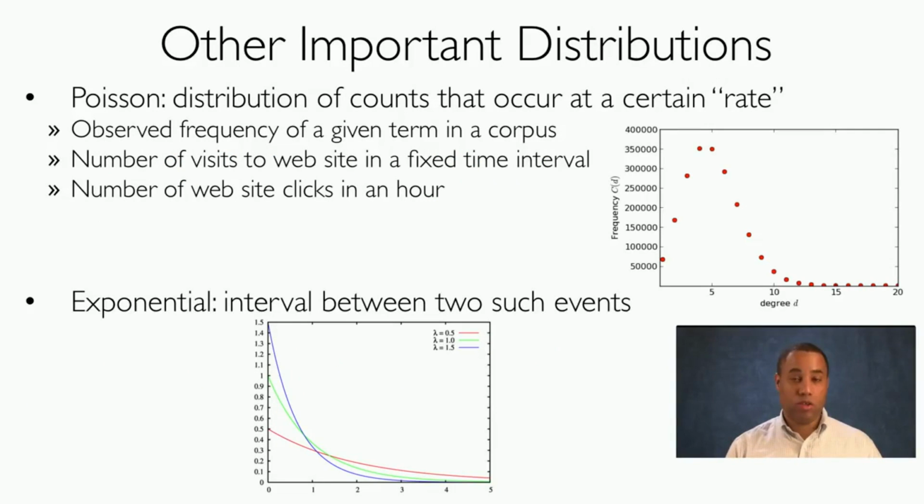Now, there are other distributions that are important that you will likely encounter in your work with big data. These include Poisson distributions. These are a distribution of the counts that occur at a certain rate. For example, the observed frequency of a given term in a corpus, or the number of visits to a website in a fixed time interval, or the number of website clicks in an hour. Another example of an important distribution is exponential, and this is the interval between two such events that you might see in a Poisson distribution.